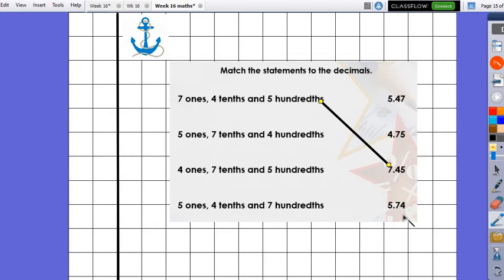So I've got 2 with 5 ones. So it's between those two, as this has definitely got 4 ones. 7 tenths, and I know my tenths is my first decimal place. So there, I can see 7 tenths. So it looks like it's this one, and we check it with 4 hundredths, that is correct. Here, 4 ones, 7 tenths, 5 hundredths. That's there, because we see 4 ones, 7 tenths, 5 hundredths. And then the last one we'll double check, 5 ones, 4 tenths, 7 hundredths.